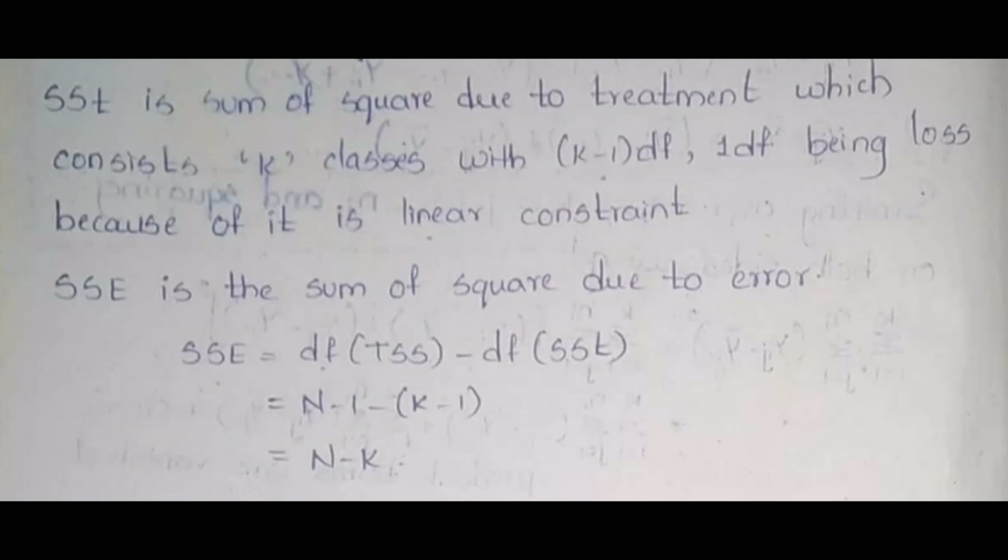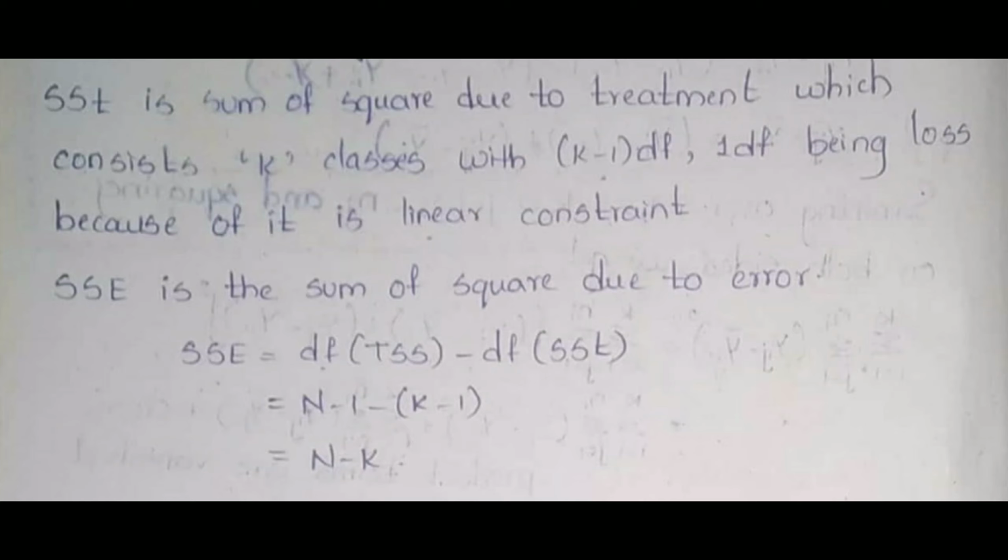Next, the degrees of freedom for the sum of square due to the treatment. The population is divided into k classes, so we get k treatments. In that we have k minus 1 degrees of freedom for the sum of square due to the treatment. One degree of freedom is lost because it is a linear constraint.